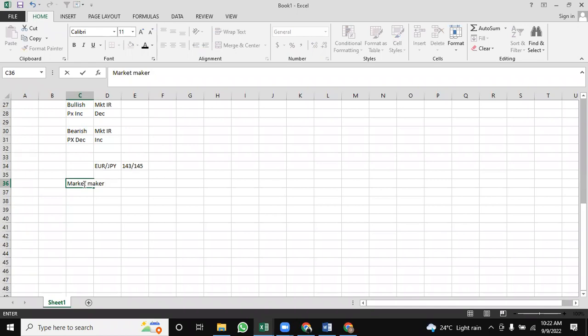Market maker is the guy who gives you the bid and the ask price, correct? Yes, ma'am. So if the market maker wants to buy 1 EUR, he is willing to pay you 143 JPY. Is this clear? Yes, ma'am. If the market maker has to sell 1 EUR to you, he is going to take 145 JPY from you. Is this clear till here?